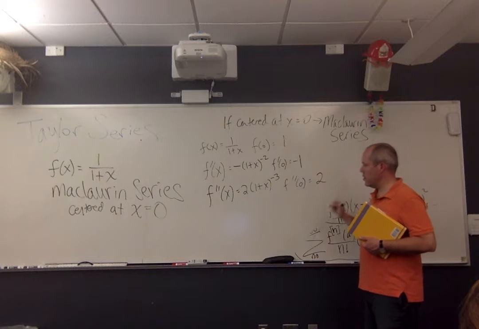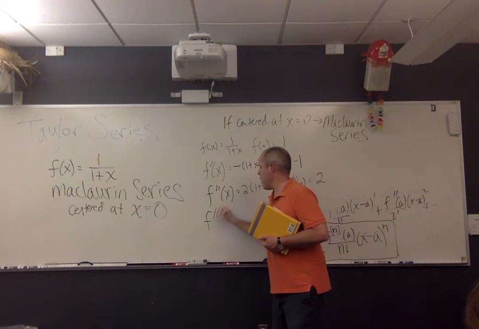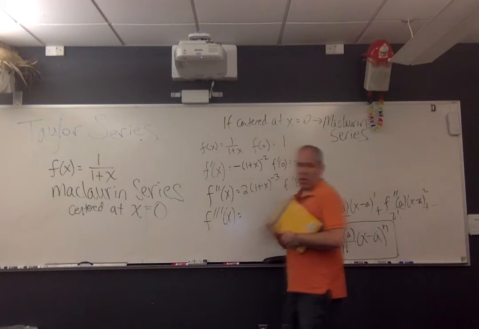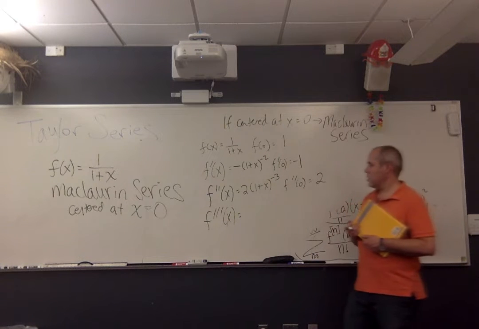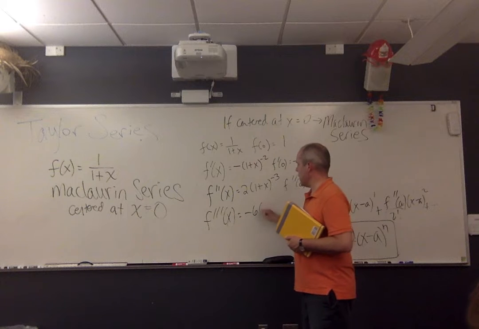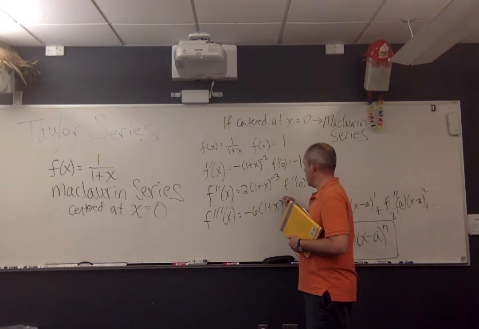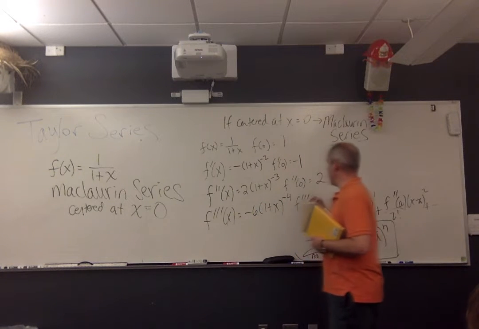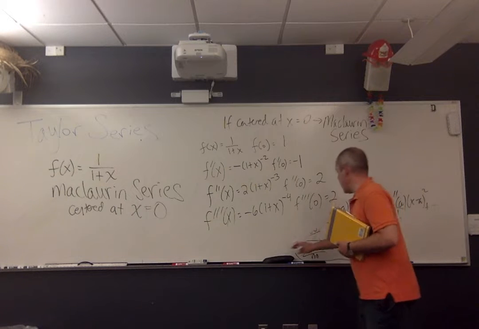All right. What's f prime of x? Is this an alternating or oscillating series? Oh, negative. So it's going to be negative 6 times 1 plus x to the negative 4. Now, does anyone notice anything about what's going on with the coefficients?